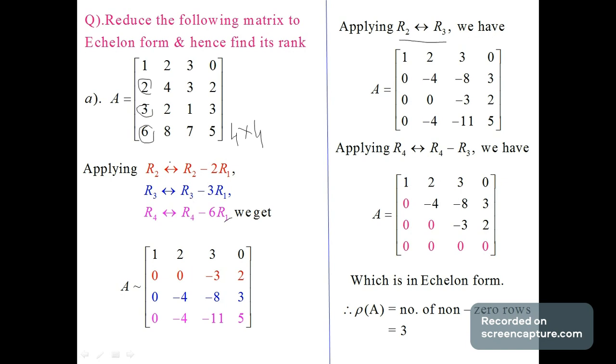Now interchanging the rows, R2 tends to R3: 0, minus 4, minus 8, minus 3; 0, 0, minus 3, 2. Now we apply R4 tends to R4 minus R3. So we have this in echelon form. The zero row is always below the non-zero rows. The number of zeros before the first non-zero entry in each non-zero row is always less than in the next row. So that is the solution. Here, which is in echelon form, the rank of the matrix equals the number of non-zero rows, that is 3.